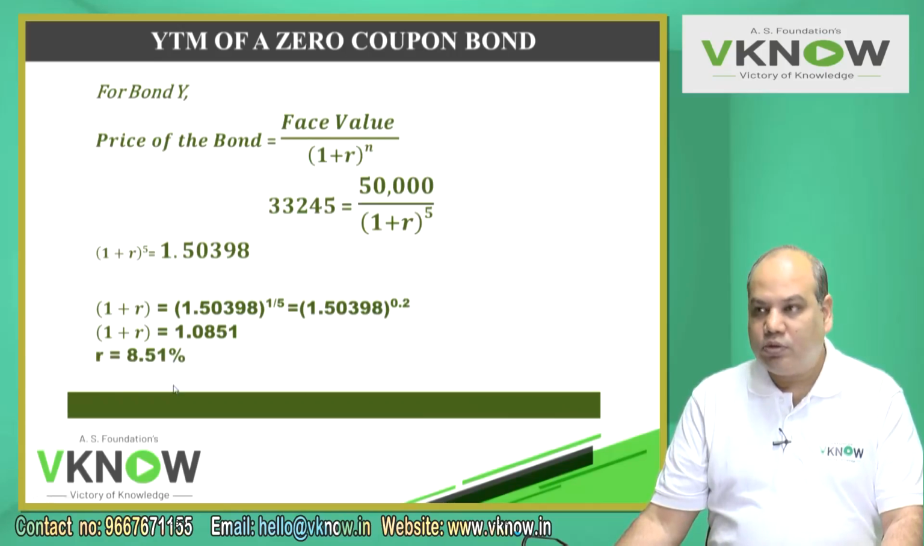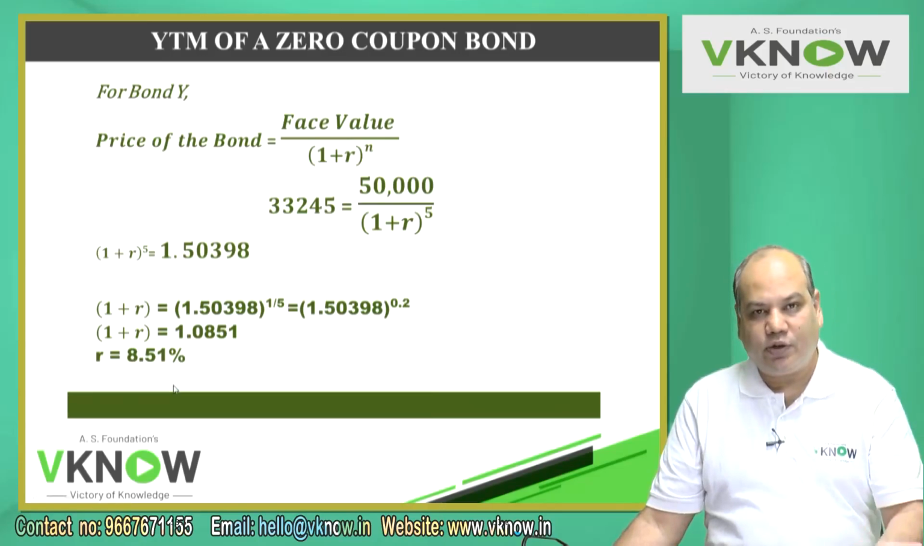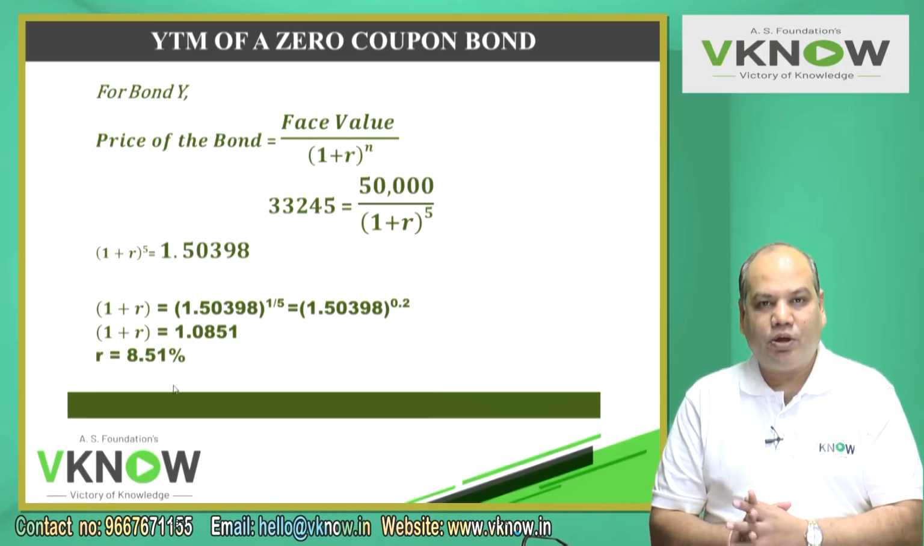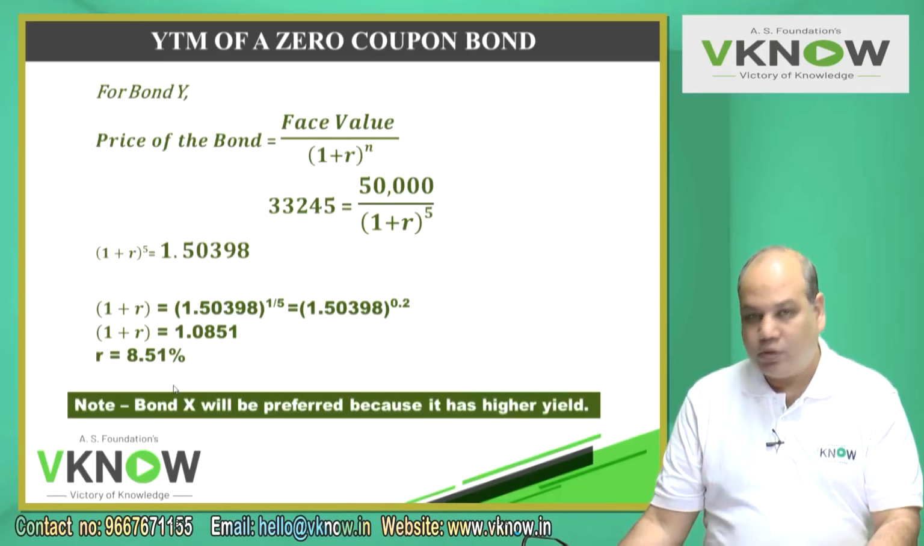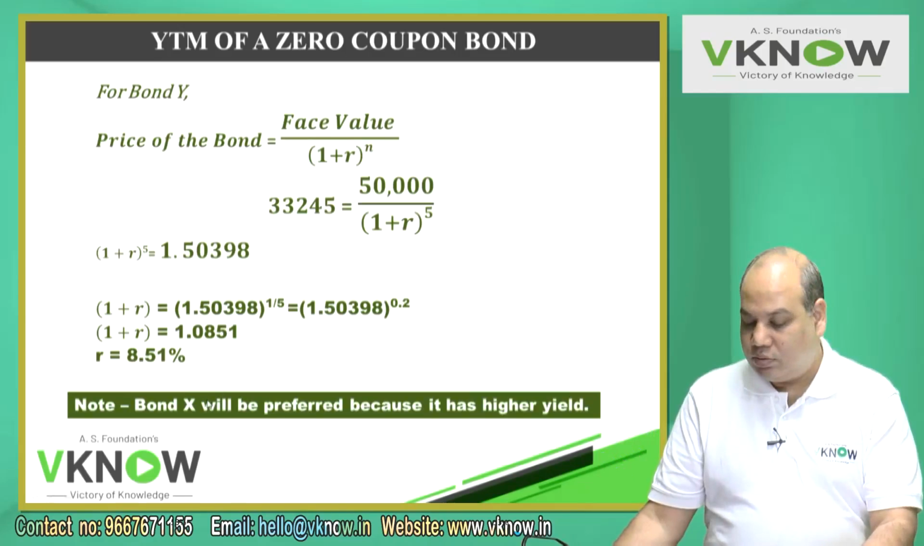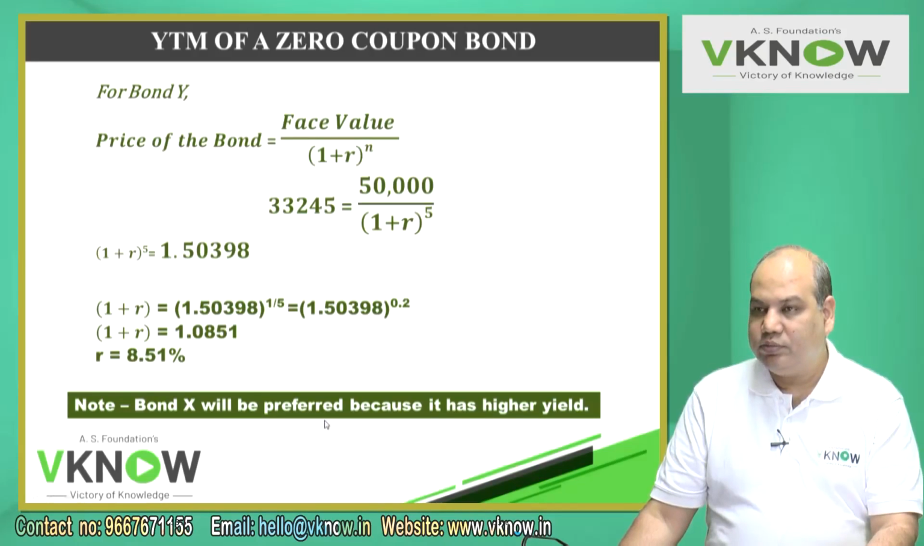In case of bonds, do not make the mistake of comparing their current price, because bonds have different face values. You can't compare their prices. Then how do you take a decision? Compare their yield, and the one which offers you higher yield for the same risk. The risk is same, double A. Then you can go for the bond with higher yield. So write down the note. Bond X will be preferred because it has higher yield.